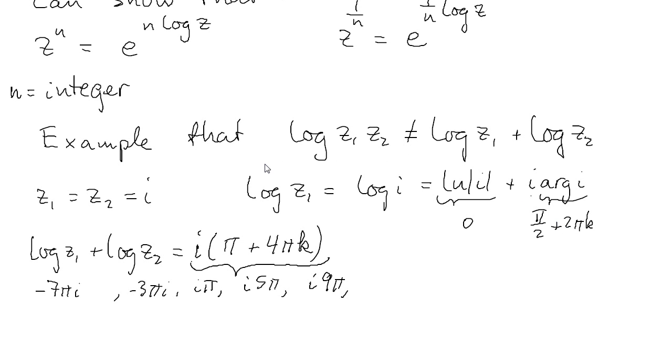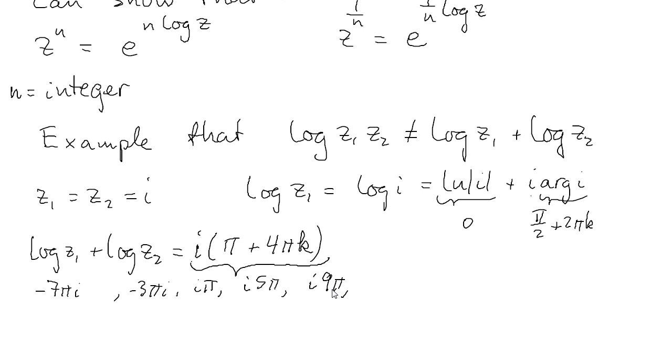So when we consider the sum of the logarithm of z1 and the logarithm of z2, we obtain the following: i multiplied with pi plus 4 pi k. It's just twice such numbers. Let's just see what this is. Using some values of k, for example k equal to 0, we get this number, k equal to minus 1, we get this number, k equal to minus 2, we get this number, k equal to 1, we get this number, k equal to 2, we get this number.